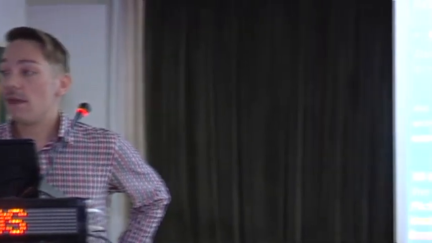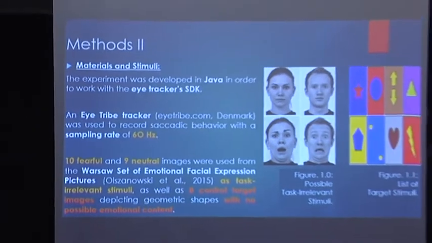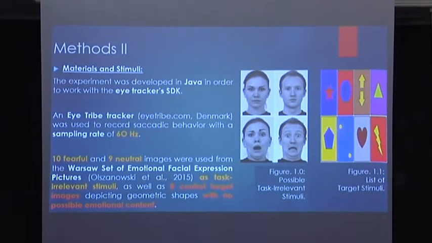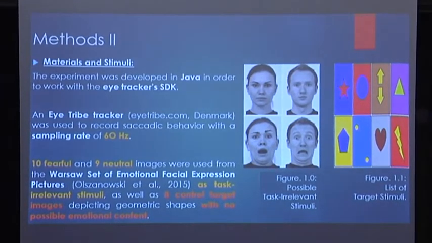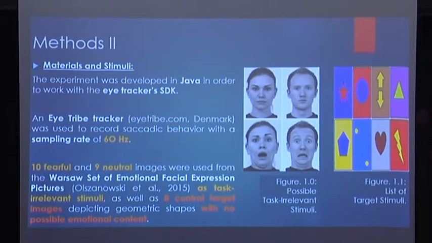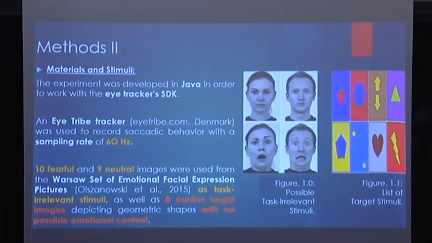The experiment was developed in Java in order to work with the eye tracker's software development kit, and an eye tracker was used to record saccadic behavior with a sampling rate of 60 Hz. We used 10 fearful and 9 neutral images, you can see a sample there, from the Vlastos set of emotional facial expression pictures as task-irrelevant stimuli, as well as 8 control target images depicting geometric shapes with no possible emotional content.